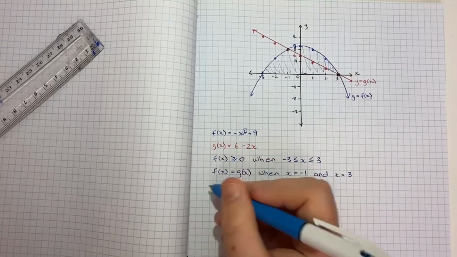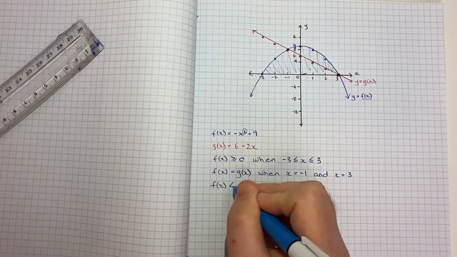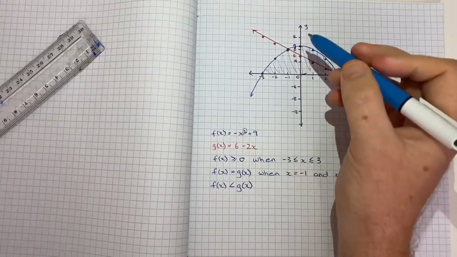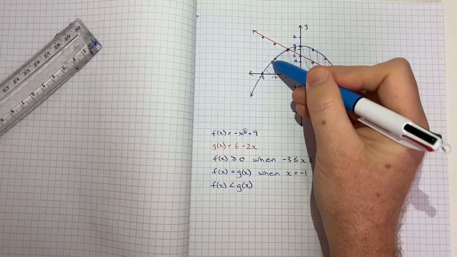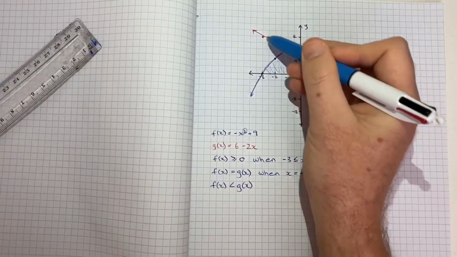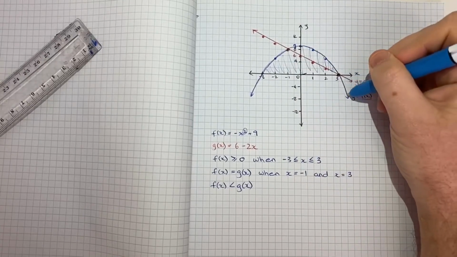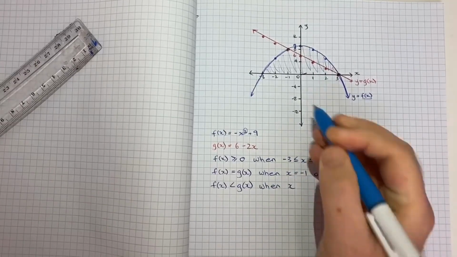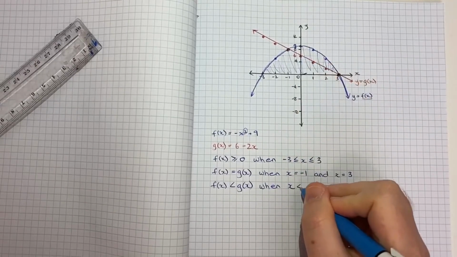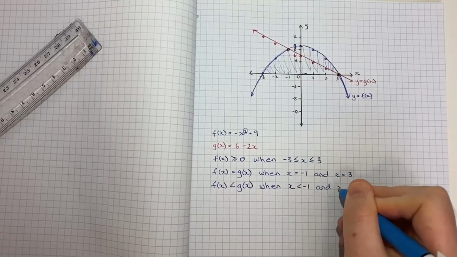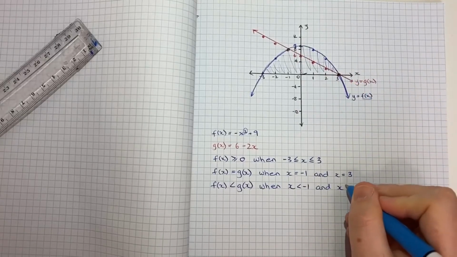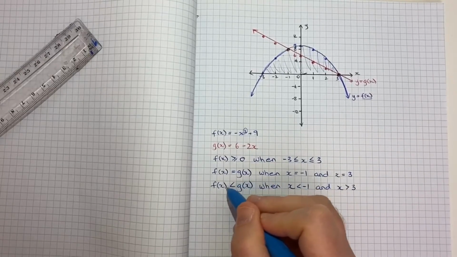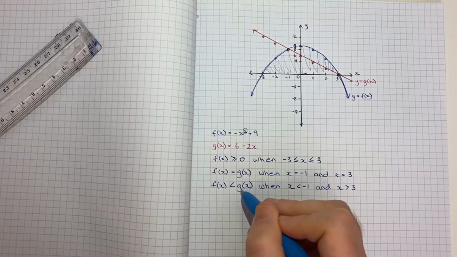The last one was, when is f(x) less than g(x)? And we can see that happens 2 times. That happens over here, where the blue line is below the red line, and it happens over here too. So we can again say that happens when x is less than negative 1, and it happens when x is greater than 3. And we don't include the equal signs here because we're only asking when f is less than g(x), not when it's equal to.